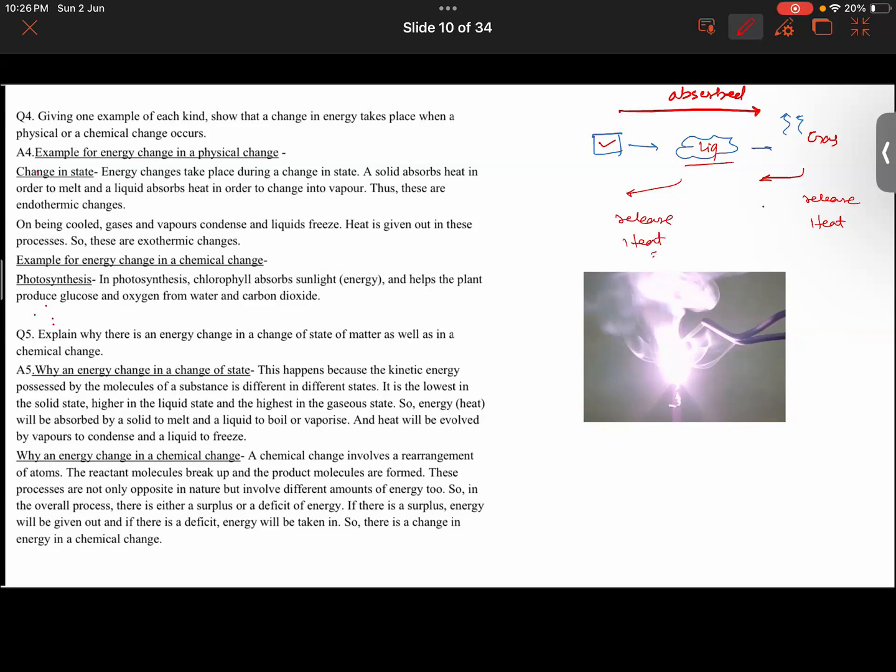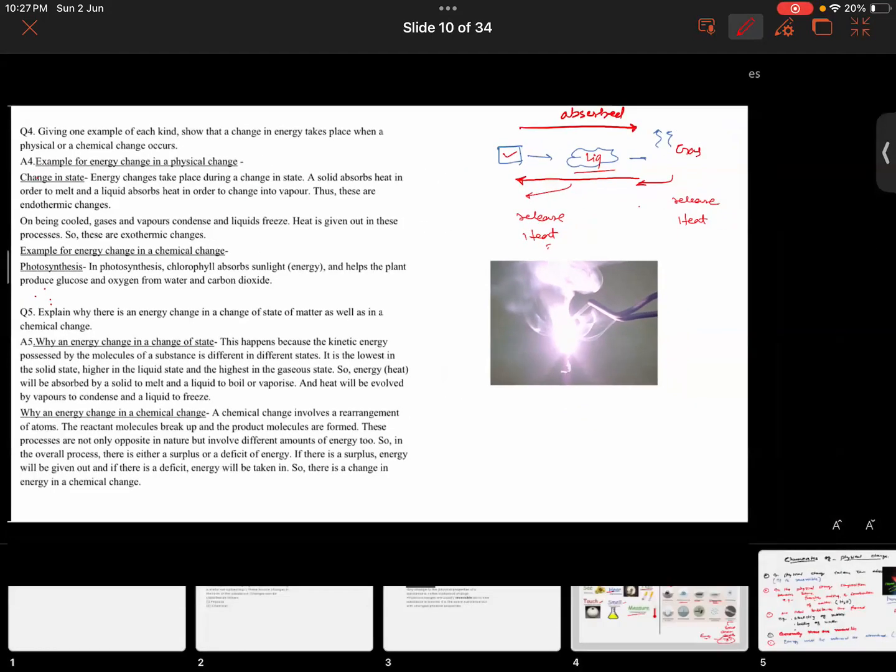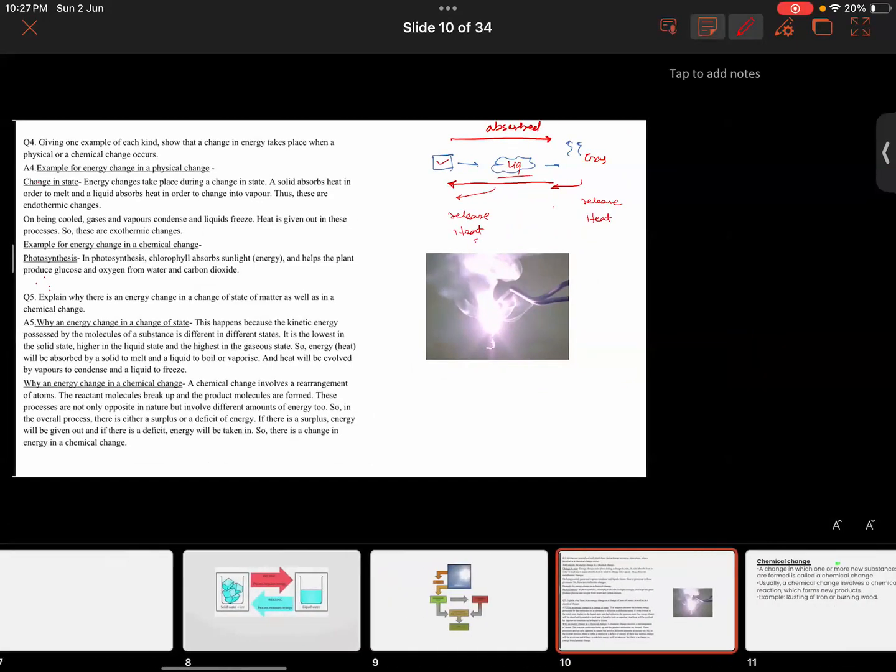Although you might not feel this, like when you touch water, water will feel cold, but it actually has a very small amount of heat energy in it. You might not be able to sense it, but actually it is there. So heat is given out when it converts from the gases to the liquid and then to the solid state. Then we had the example of energy change.